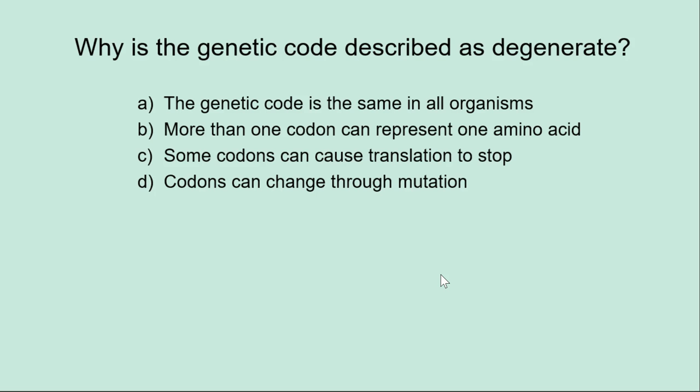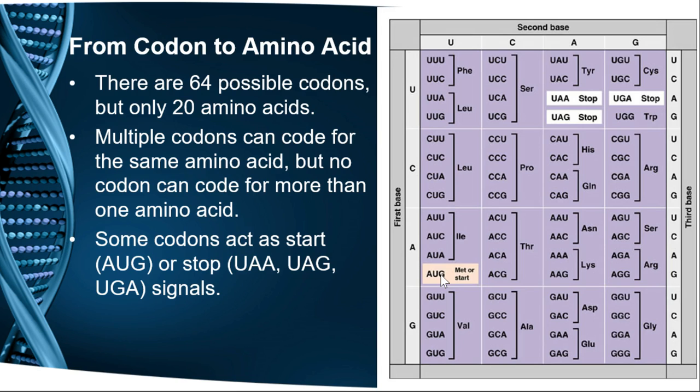Okay, so here's your next question. The genetic code is often called degenerate. What does that mean? The genetic code is the same in all organisms. More than one codon can represent one amino acid. Some codons can cause translation to stop. Codons can change through mutation. Well, when we talk about the genetic code as being degenerate, we mean that more than one codon can represent one amino acid. So I'm going to go back to this slide for just a second.